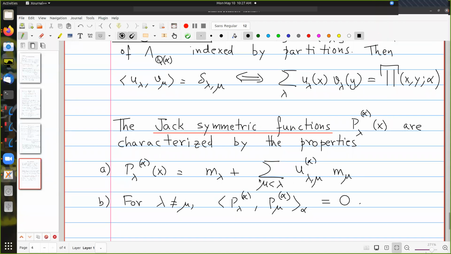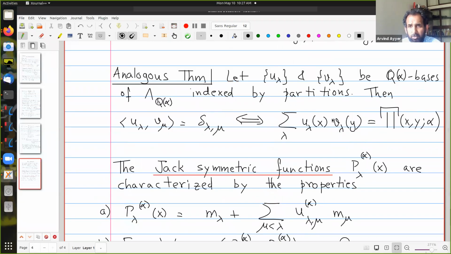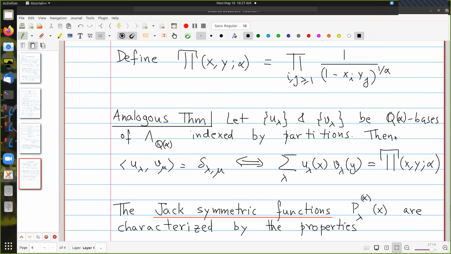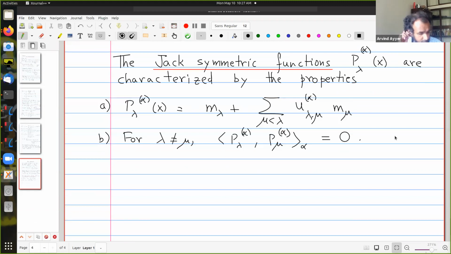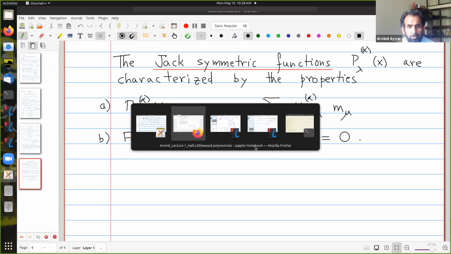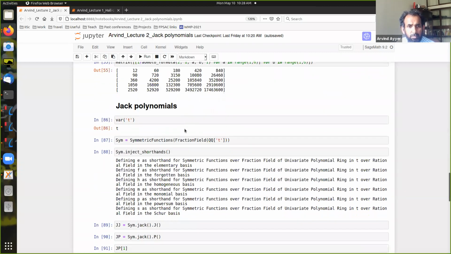And where do these scalars belong? The u lambda mu alpha live in the fraction field, so in Q alpha. So it turns out that these also can be described combinatorially, and their expansion is also a bit messy. So maybe I'll just show you on Sage first how to define that.